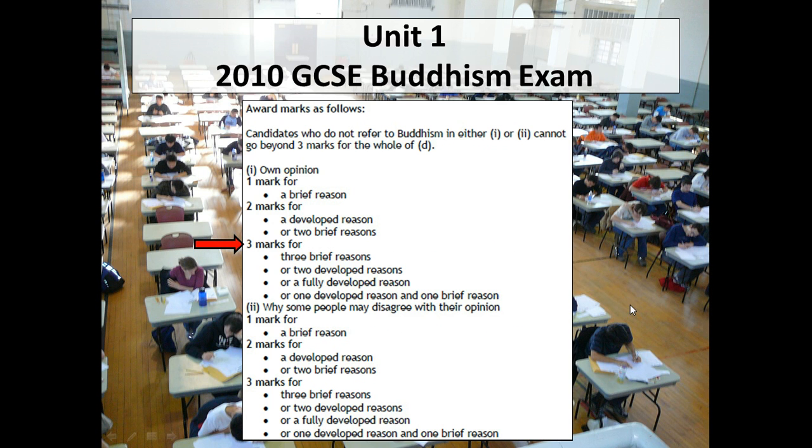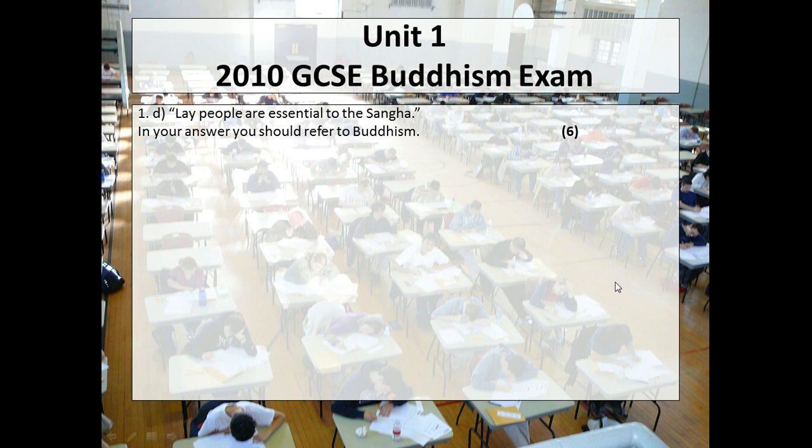So in order to get full marks, what we need to do is write 3 brief reasons, 2 developed reasons, or a fully developed reason. So let's have a look at what that actually looks like. I agree with this statement. That is how you should always begin D questions.